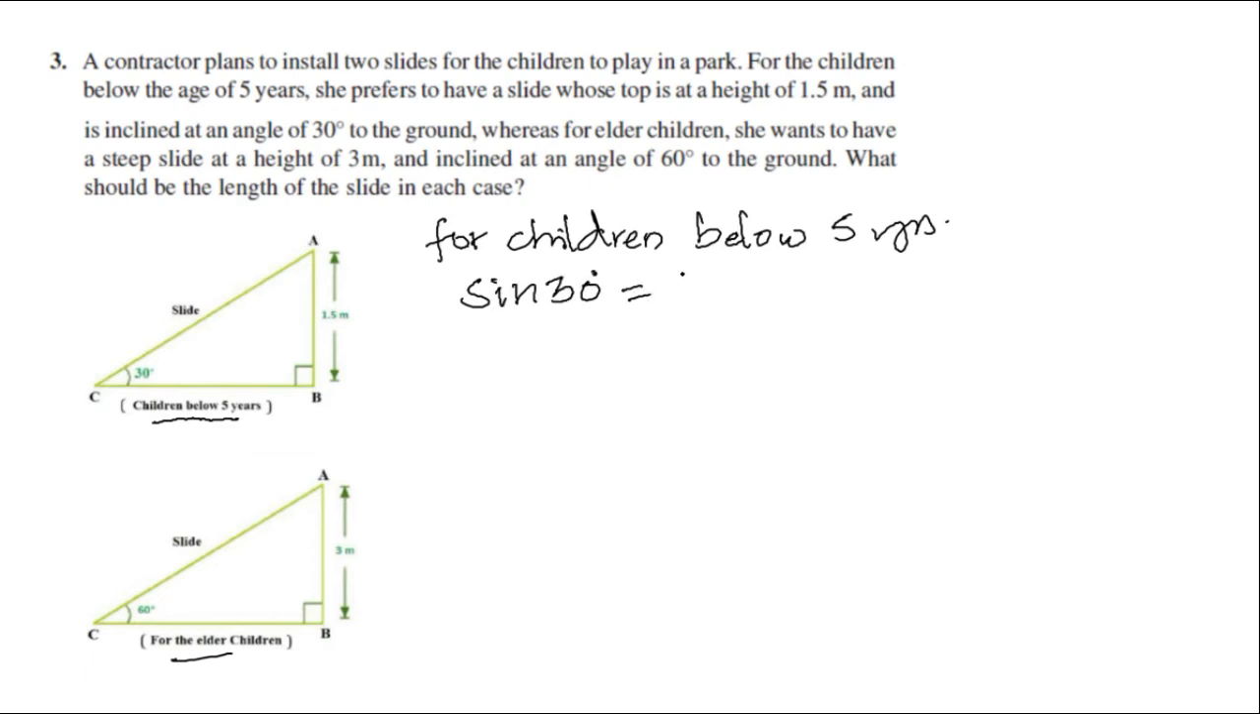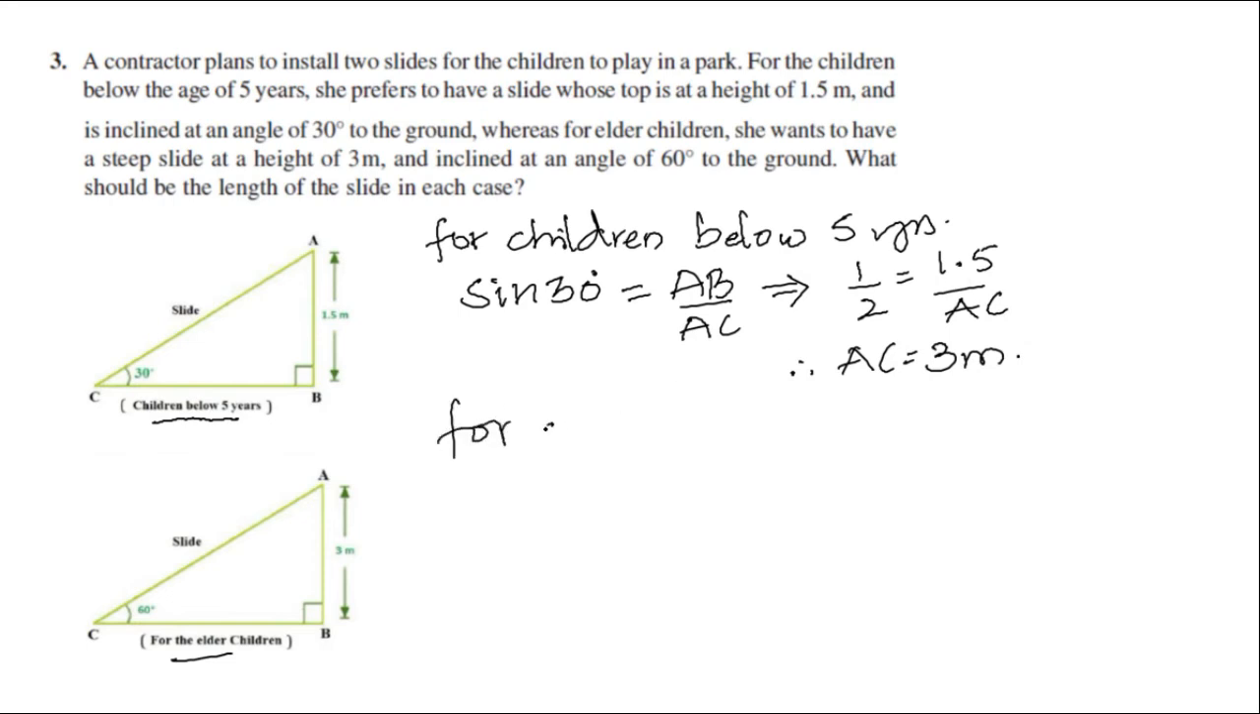Sine 30 degree is opposite side upon the hypotenuse. Sine 30 is nothing but 1 upon 2. This will be equal to 1.5 by AC. Therefore, the length of AC is 3 meters.